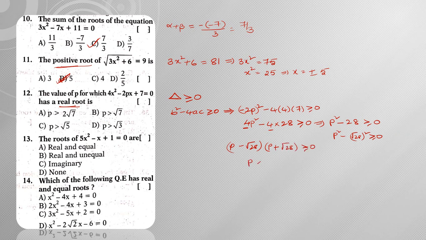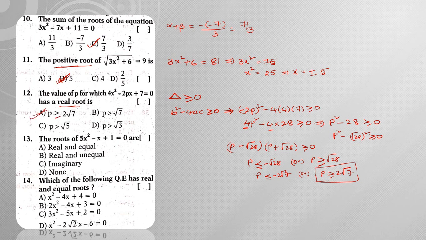So from this I can write p is less than or equal to minus root 28 or p is greater than or equal to root 28. So from this I can write p less than or equal to minus 2 root 7 or p greater than or equal to 2 root 7. So based on this, this option is given.